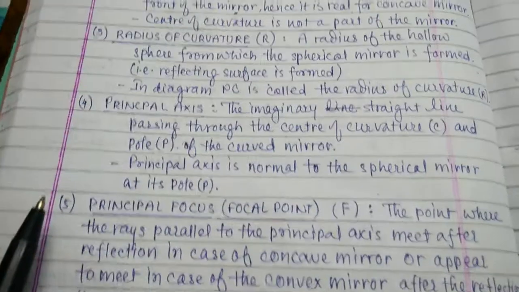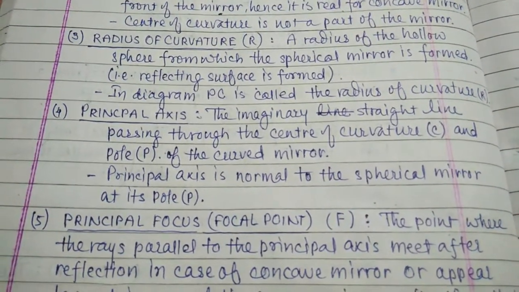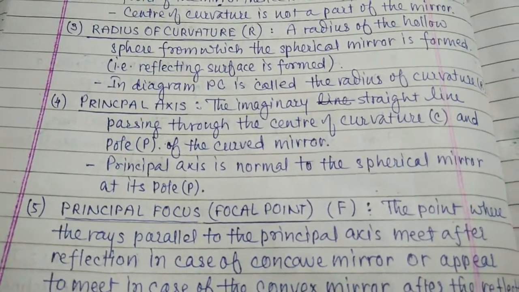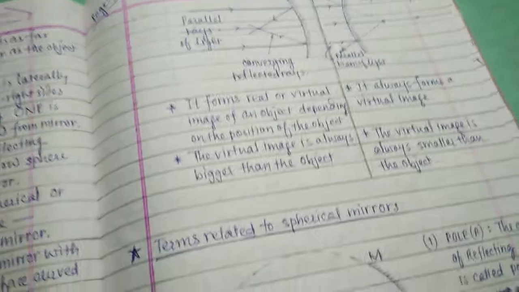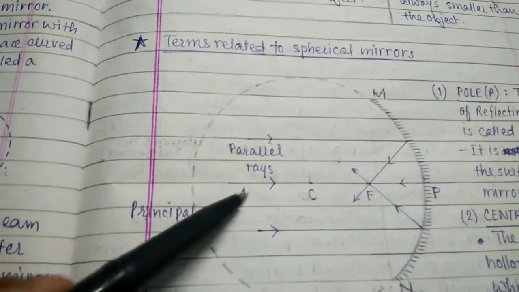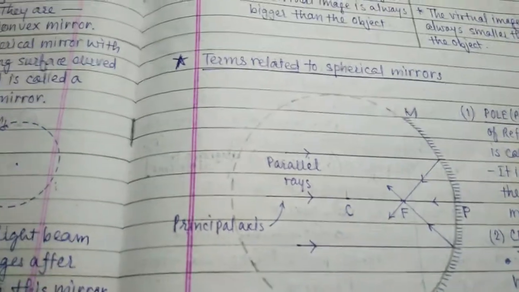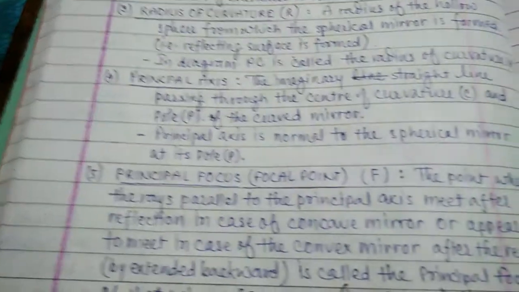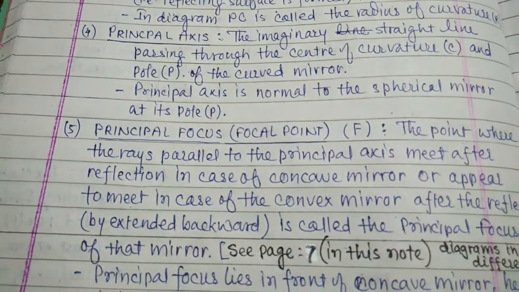Now, principal axis. The imaginary straight line passing through the center of curvature C and pole P of the curved mirror. So this is the principal axis, which passes through P and C. It is called the principal axis. Principal axis is normal to the spherical mirror at its pole.